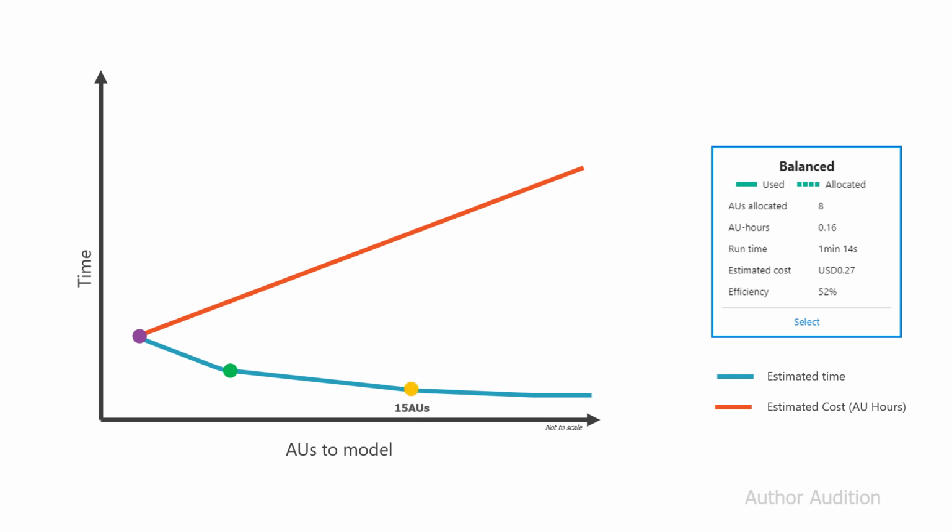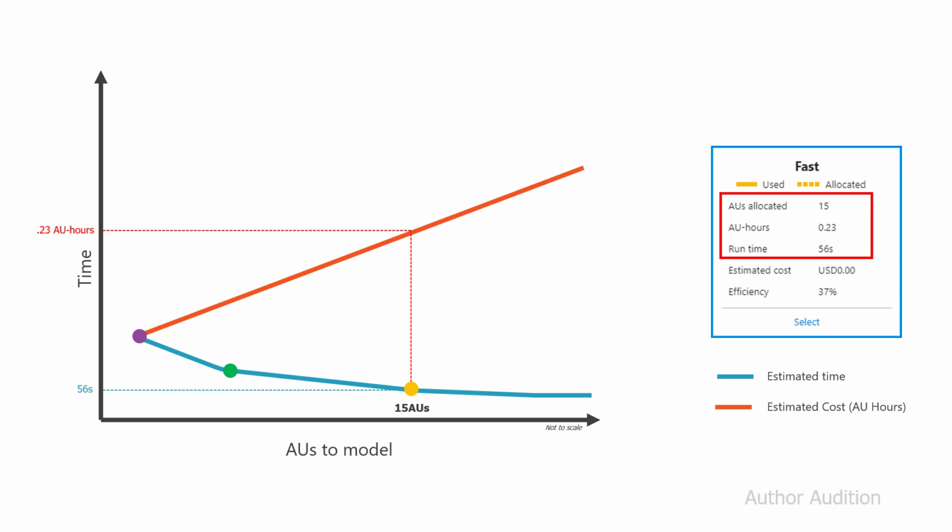Next is the fast configuration, or the point of diminishing returns. It is the highest AU allocation point beyond which additional input cost would yield less and less returns. If your priority is time, for example, a job that needs to be completed in a day, then go for fast, as you get a good time performance with a decent return on investment.